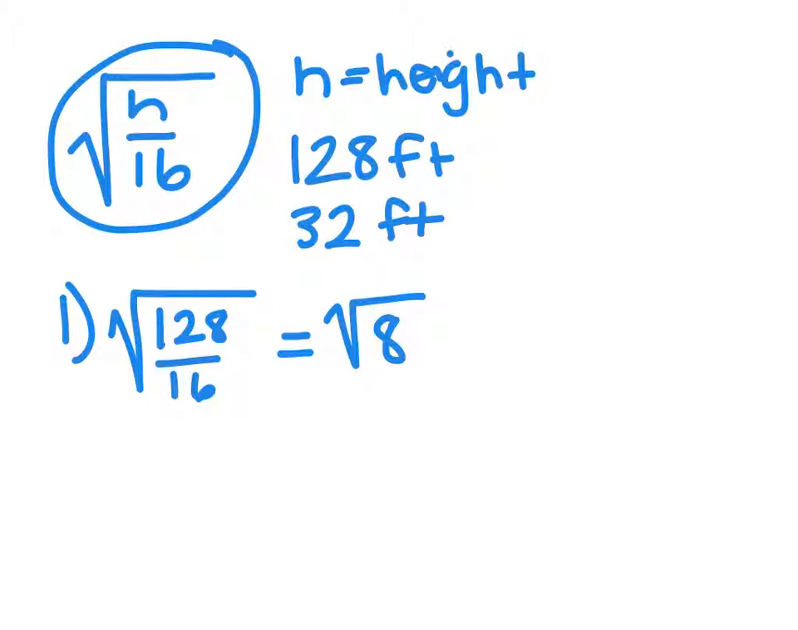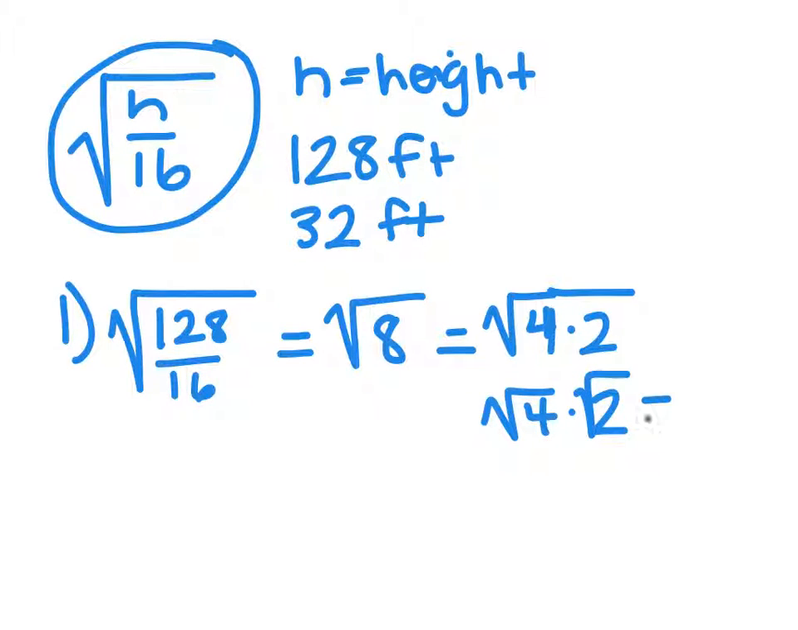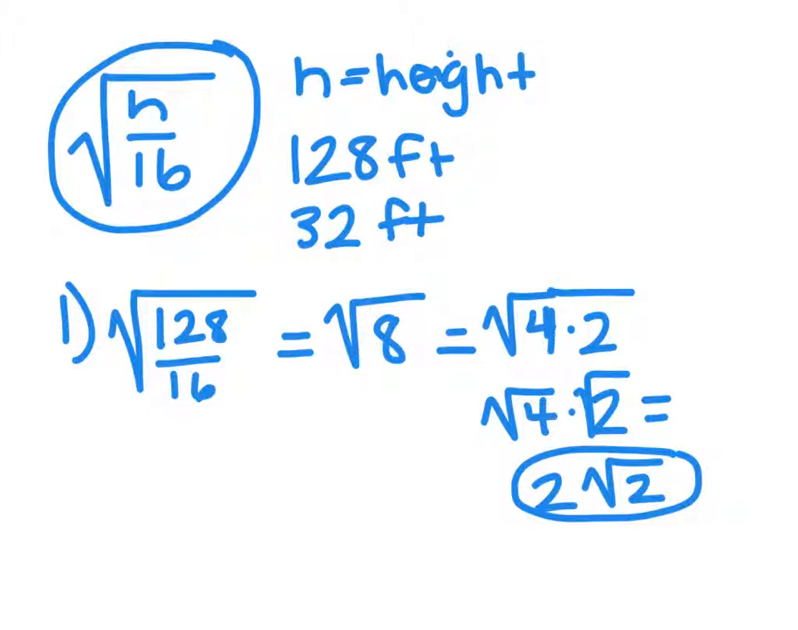Now we're going to use the product property of square roots to factor using the perfect square. So the largest perfect square that is a factor of 8 is 4. So this will become the square root of 4 times 2. Okay. Now we use the product property, and we have the square root of 4 times the square root of 2. The square root of 4 is 2. It's giving us 2 times the square root of 2 as our answer for number 1. So when the height is 128 feet, it will take 2 times the square root of 2 seconds for that object to hit the ground.